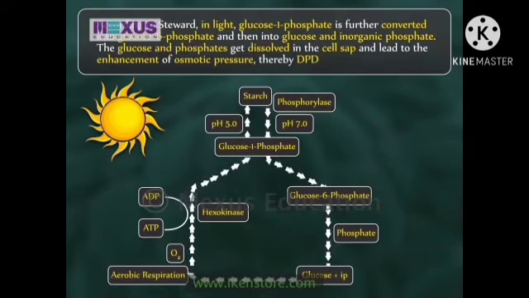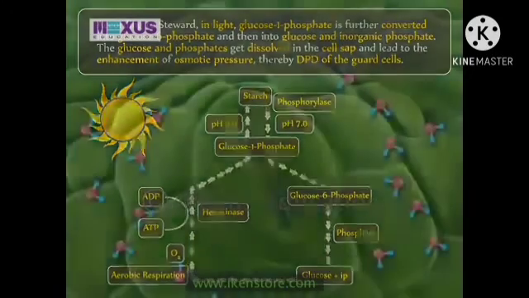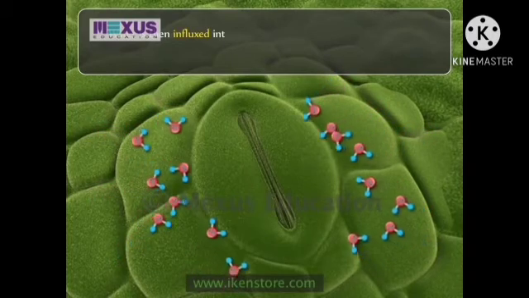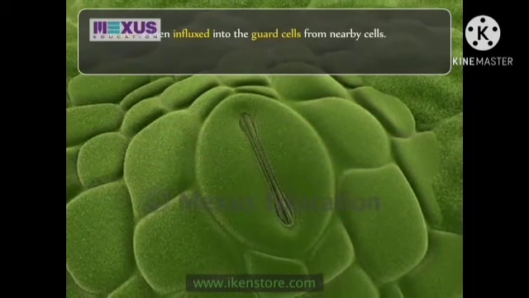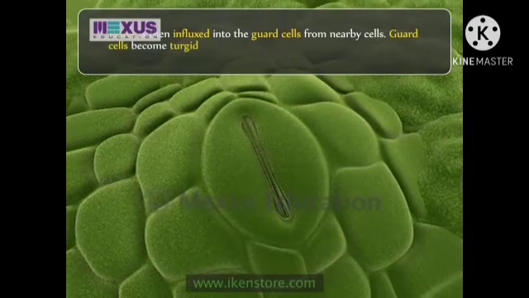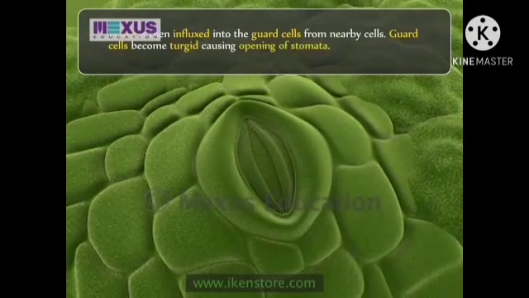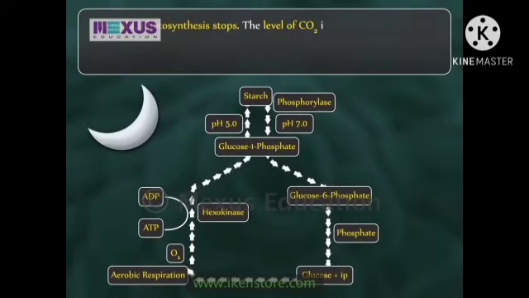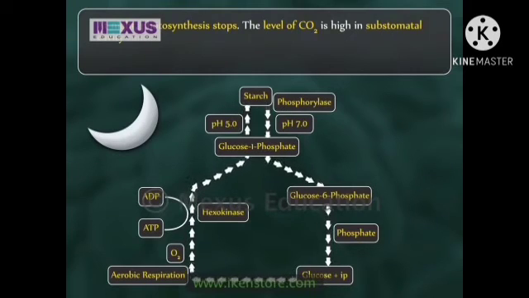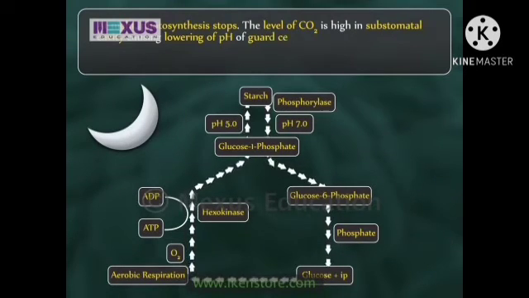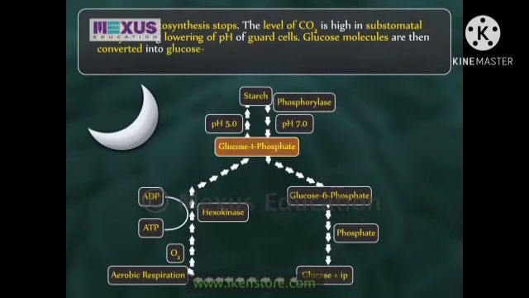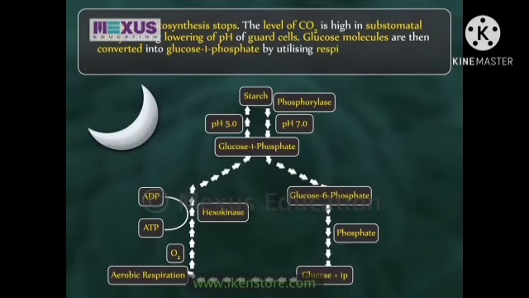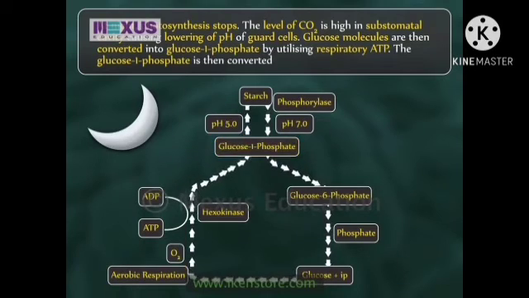thereby decreasing the DPD of the guard cells. Water is then influxed into the guard cells from nearby cells. Guard cells become turgid, causing opening of the stomata. At night, photosynthesis stops and the level of CO2 is high in the substomatal cavity, which results in the lowering of pH of guard cells. Glucose molecules are then converted into glucose 1-phosphate by utilizing respiratory ATP. The glucose 1-phosphate is then converted into starch.